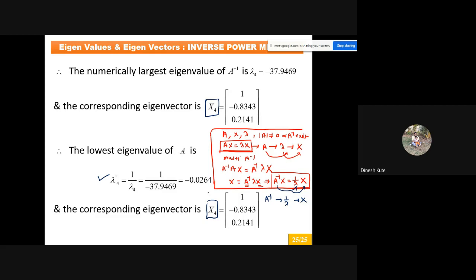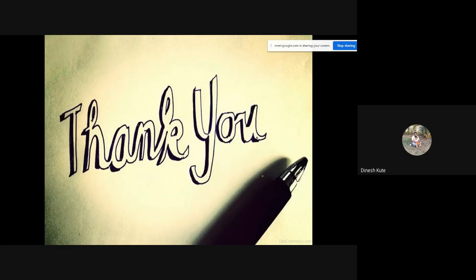Is this part clear to everyone? Why I'm keeping this x4 the same for A and for A inverse also is because of this statement: A inverse x equals 1 by lambda x. So for A inverse, your eigenvalue is 1 by lambda, but your eigenvector will remain the same. Okay, so I think this is all from my side.